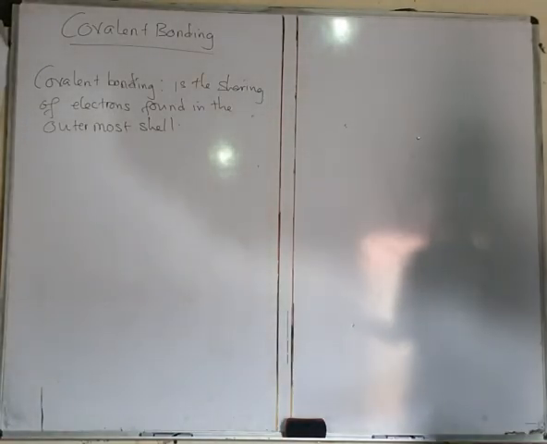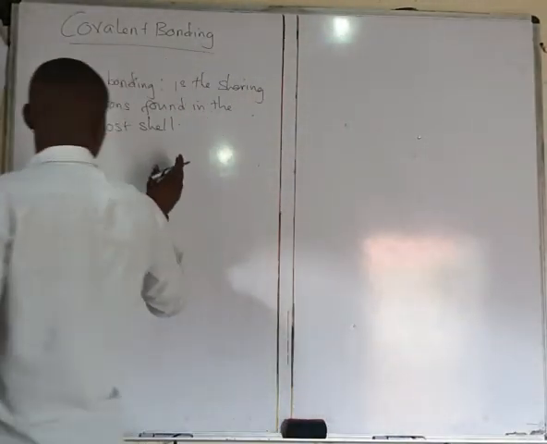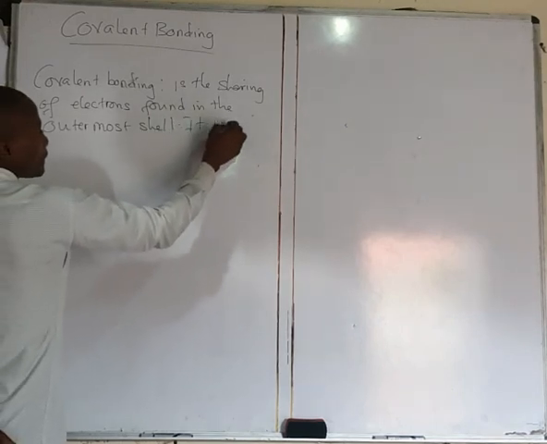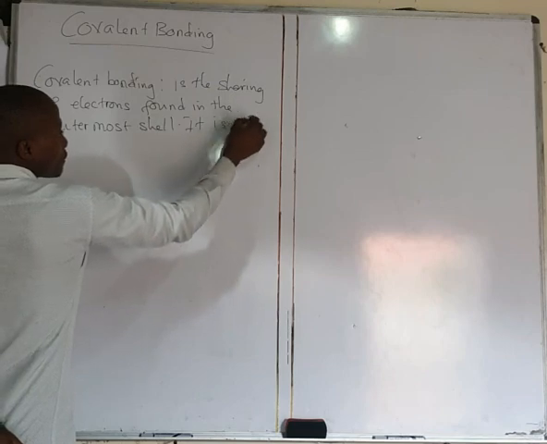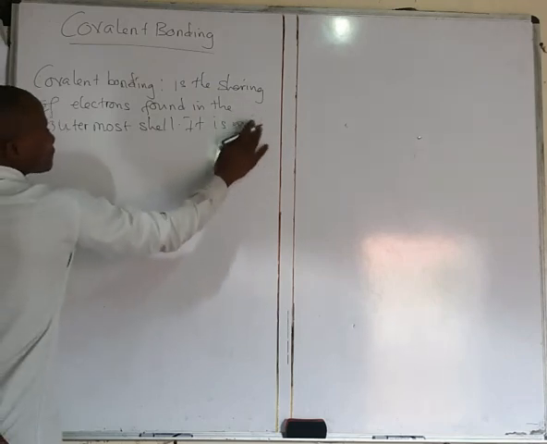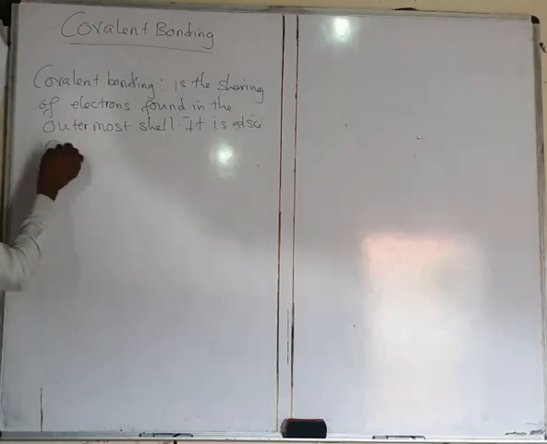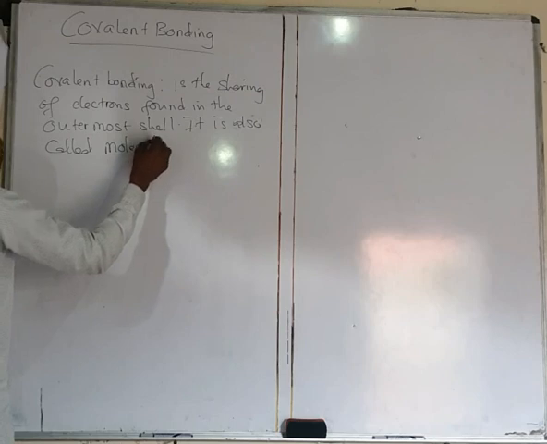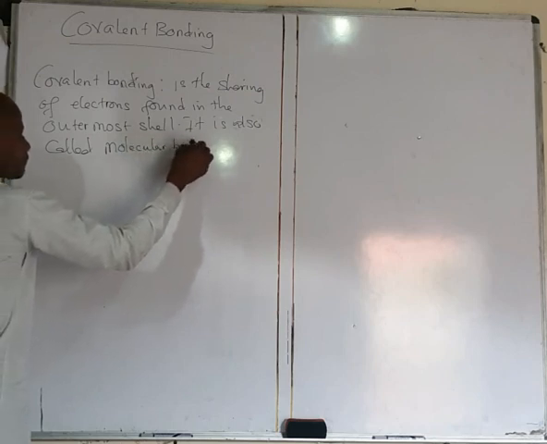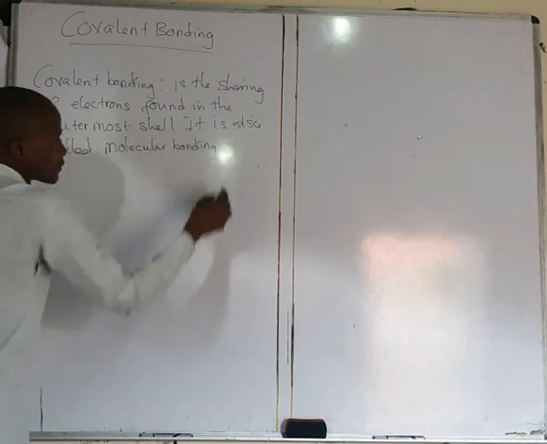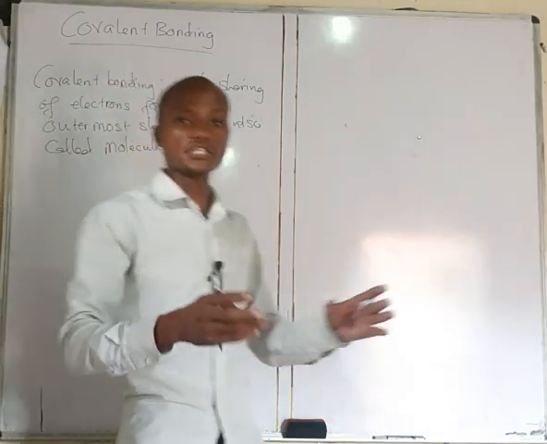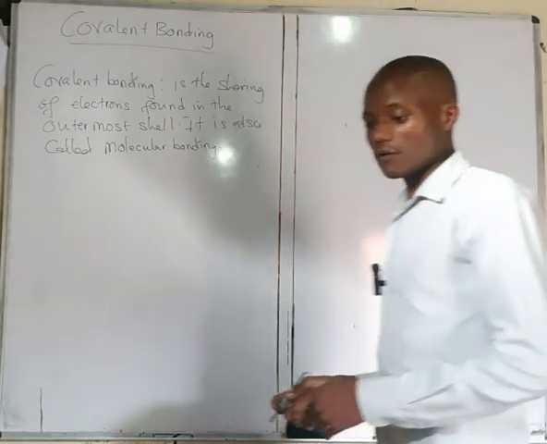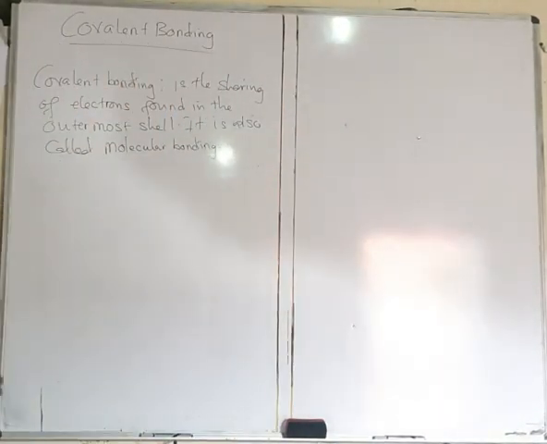Now the other name for covalent bonding is molecular bonding. So when you hear the word molecular bonding, it's not different from covalent bonding. They're just one and the same thing. So covalent bonding is also called molecular bonding.